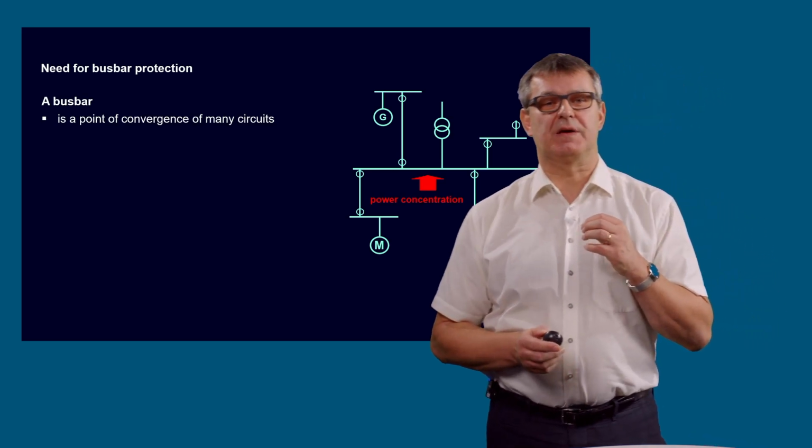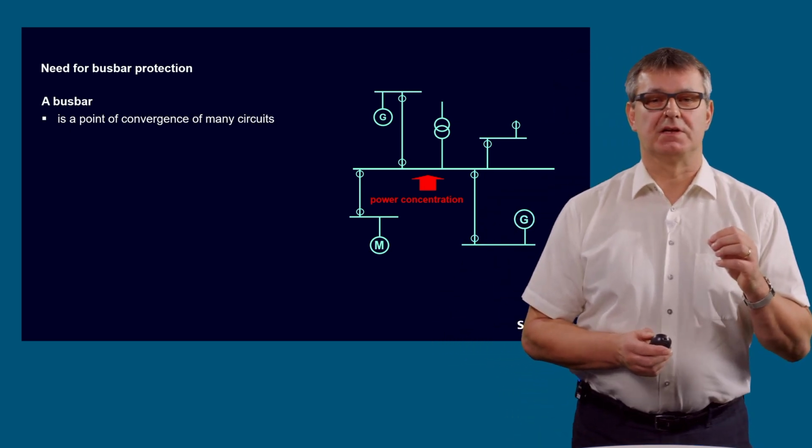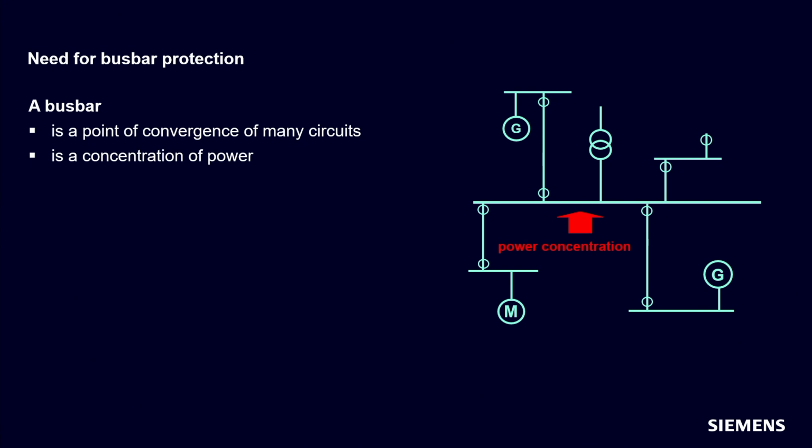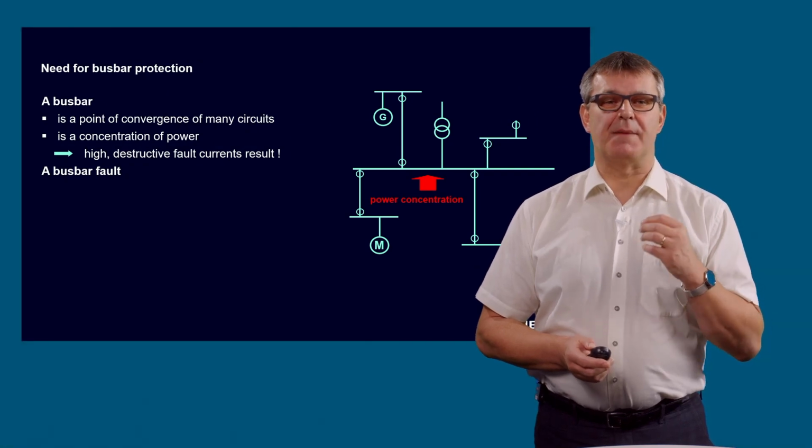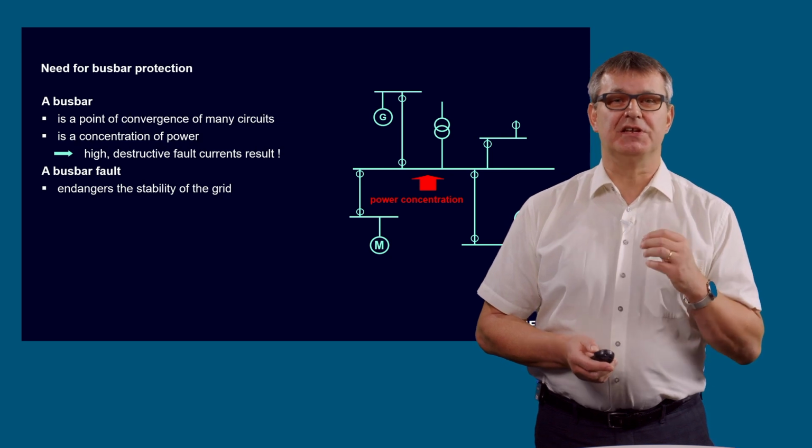A busbar is really a point of convergence of many circuits. It's a concentration of power, and therefore really high and destructive fault currents can result. You can see this in this very small single line diagram: a single busbar, several generators, several consumers like motors in this case, and also transformers to a lower busbar voltage level. So the busbar is a high point of convergence, a high concentration of power. And that's the reason a busbar fault really endangers the stability of the whole grid.